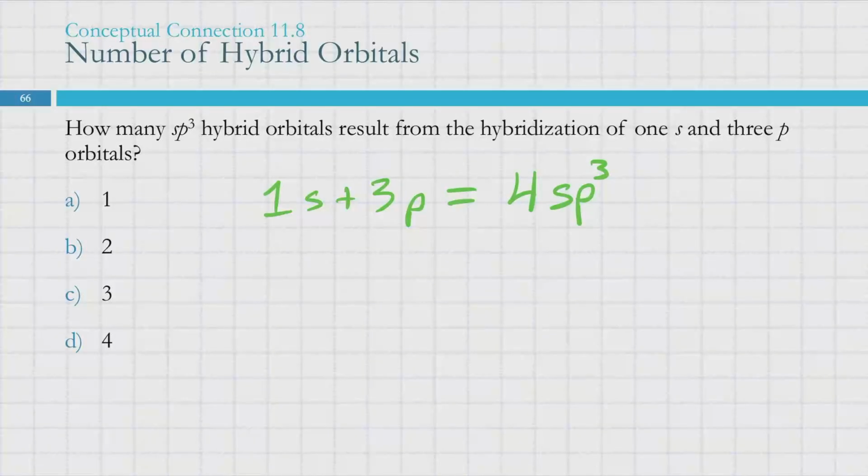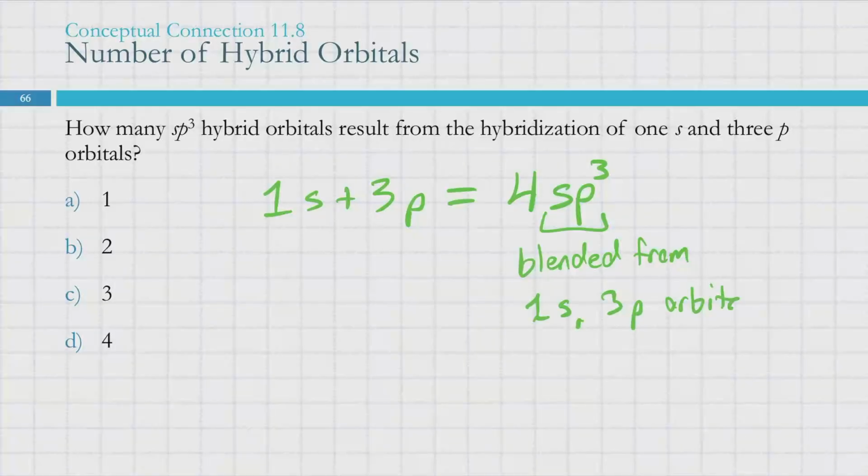So we're putting in 1 s, we're putting in 3 p's. The 1 s plus the 3 p's gives us 4. 1 plus 3 is 4. And then the hybridization label is sp3. sp3 just means blended or hybridized from 1 s, 3 p orbitals.